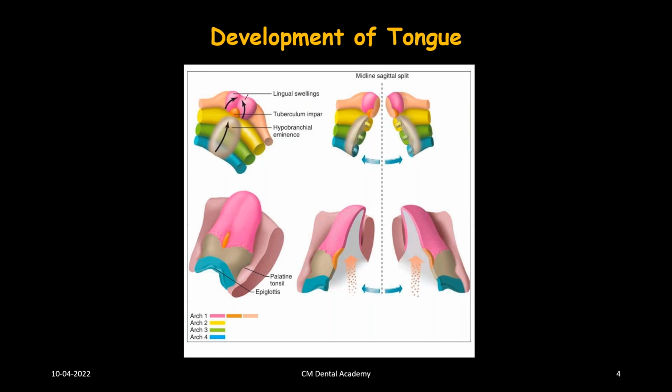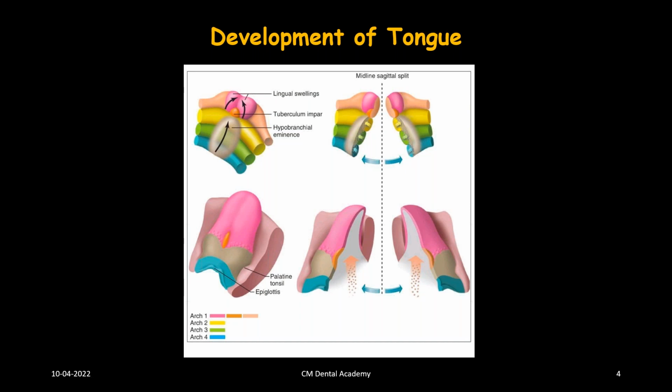There will be local proliferation of the mesenchymal tissue. It gives rise to a number of swellings in the floor of the mouth. Once the proliferation begins, there will be small knob-like structures or swellings in the floor of the mouth. The first swelling that arises is the tuberculum impar, further followed by two lingual swellings. You can see here, these are the lingual swellings and the tuberculum impar.